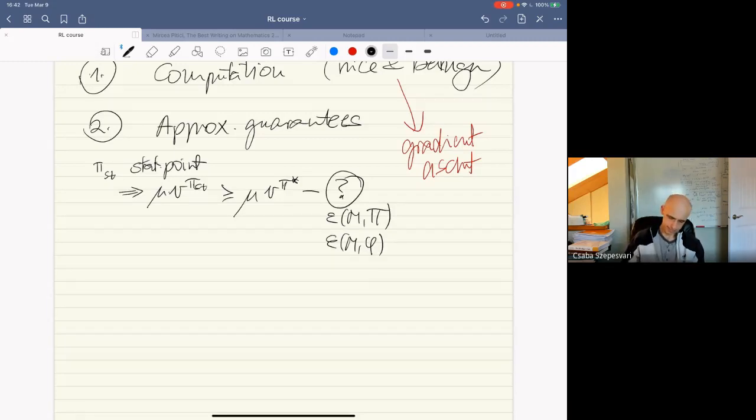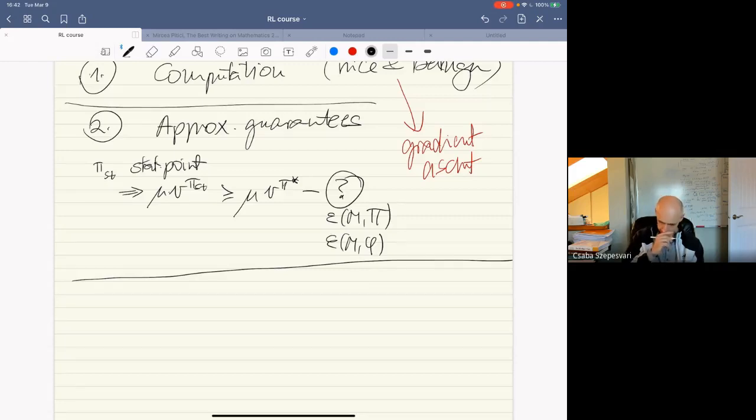All right, so there are these two classes of questions. But before that, we should also, well, okay. So with computation, I think it is really a study these days of how well gradient ascent can work in this MDP context.